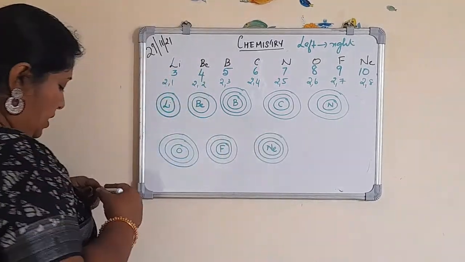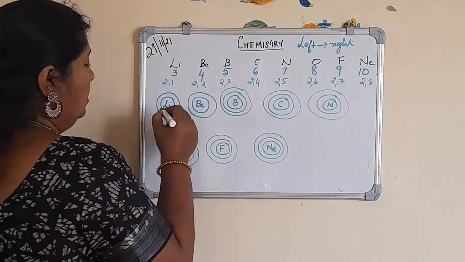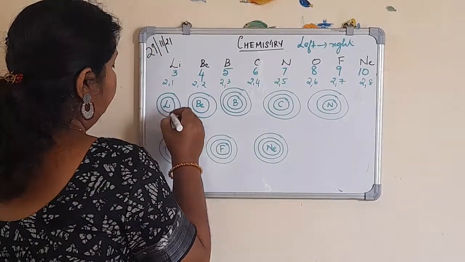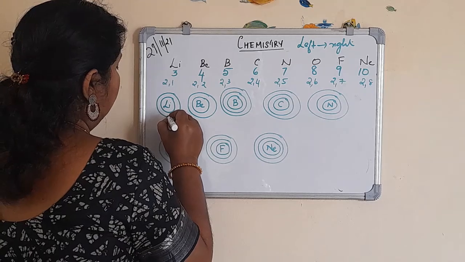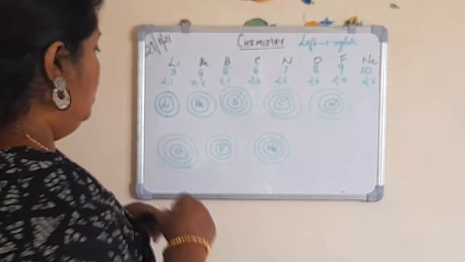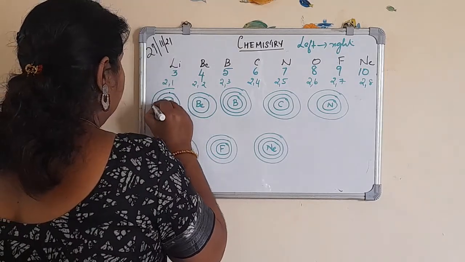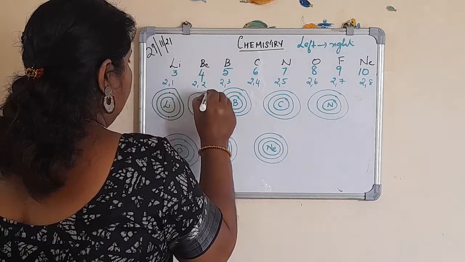Now I am going to represent the number of electrons here. Lithium: 2 and 1. Here also.